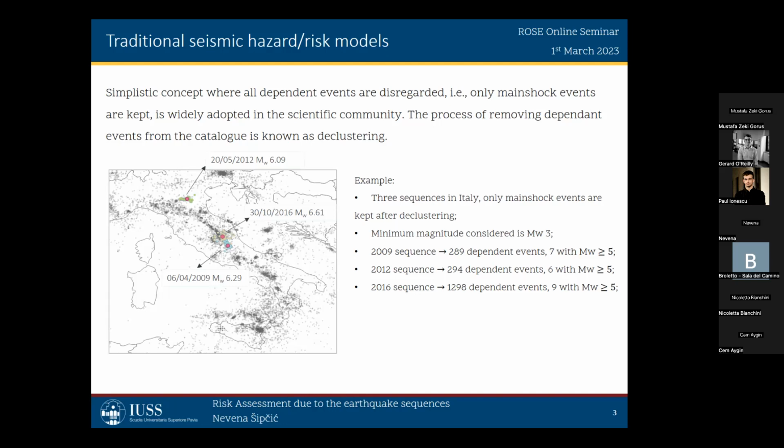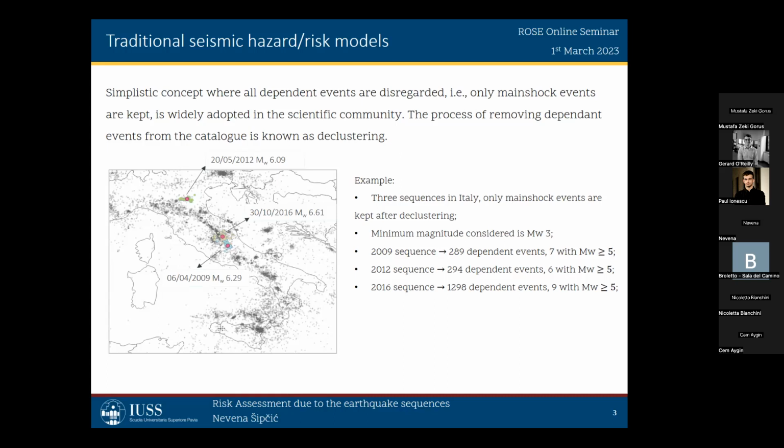And I'm showing as an example three sequences, one in 2009, where we had almost 300 dependent events, 7 of which had magnitude larger than 5. Then the sequence in 2012, where we also have almost 300 dependent events, 6 of which have magnitude larger than 5. And the sequence in 2016, where we had almost 1,300 dependent events, 9 of which have magnitude larger than 5. After declustering, all of these dependent events are removed, and we are only left with the main shock events, which you can see in this pink circle.